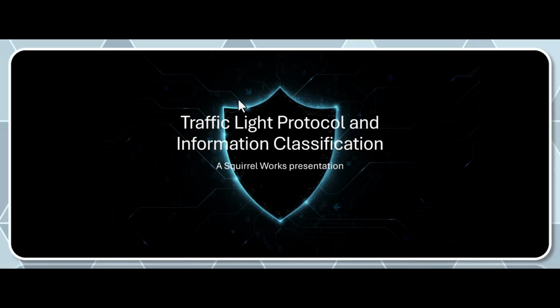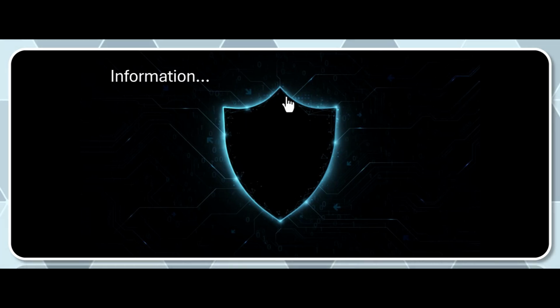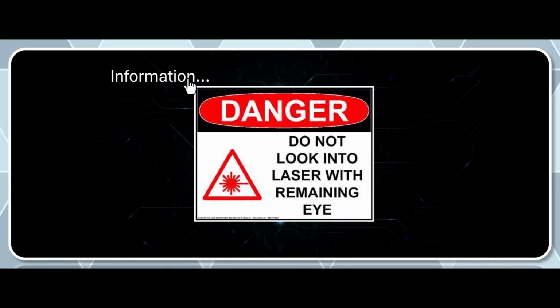Today we're going to go over traffic light protocol and information classification because, to be honest, information is what makes the world go round. So, information can sometimes be dangerous. Think about the instructions on how to make a bomb, or the notorious YouTube banning of instruction videos on how to make certain substances. Yeah, those can be dangerous. That kind of information is definitely dangerous.